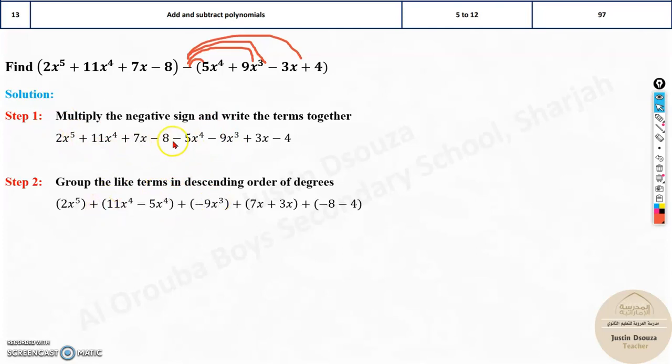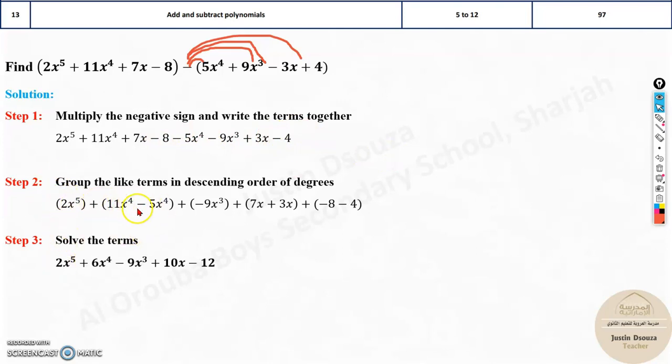And now just find the like terms and add them up just like what we had done. So it'll be 2x to the power 5. There's no other x to the power 5 term, so it's just alone. And then the x to the power 4 terms will be grouped, and there is no x to the power 2. There are no square terms, so that's not there. Then 7x plus 3x, and lastly the numbers, minus 8 and minus 4.